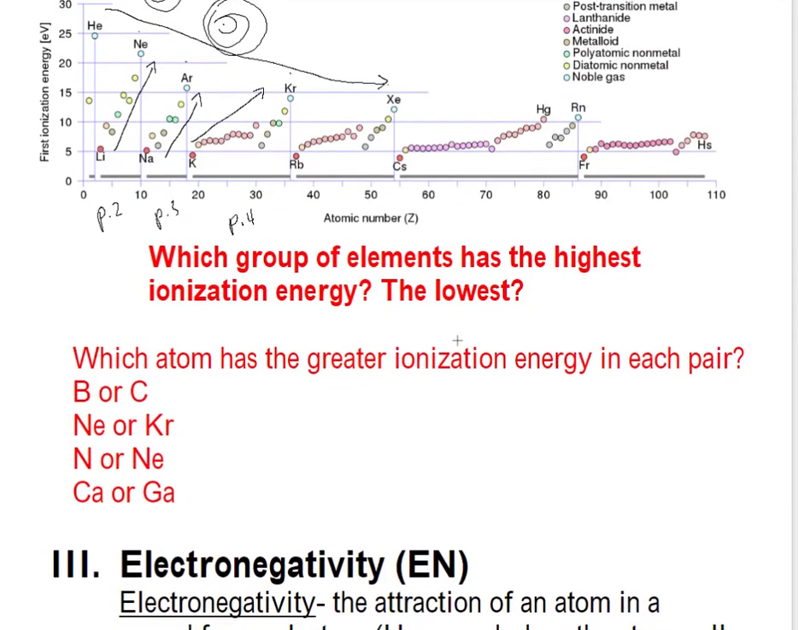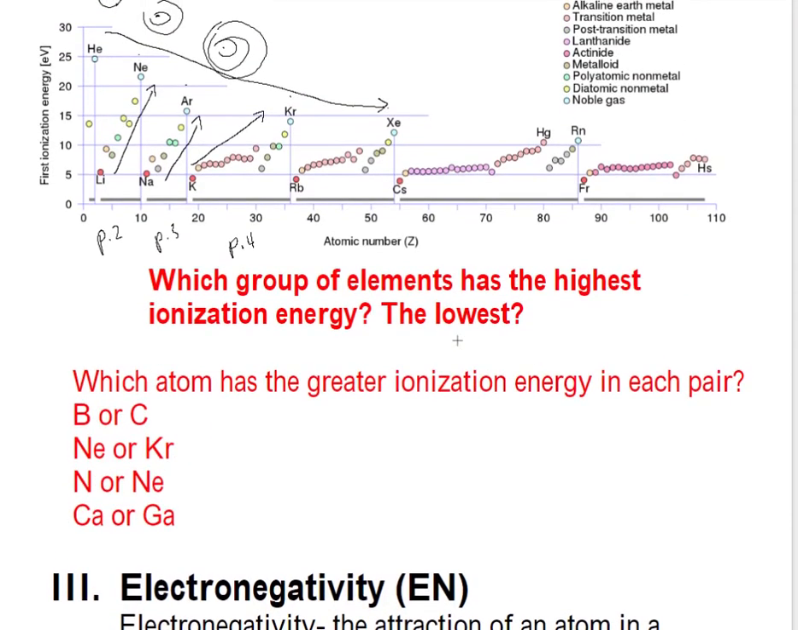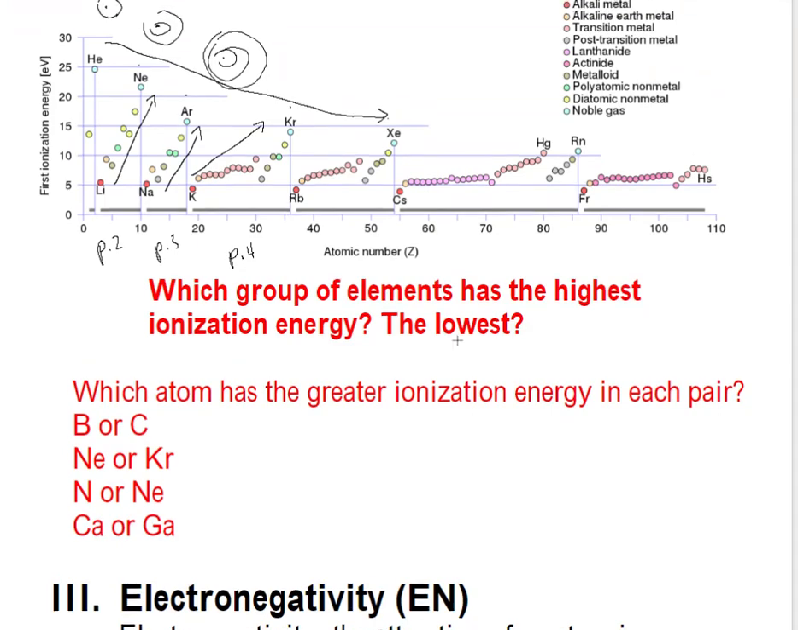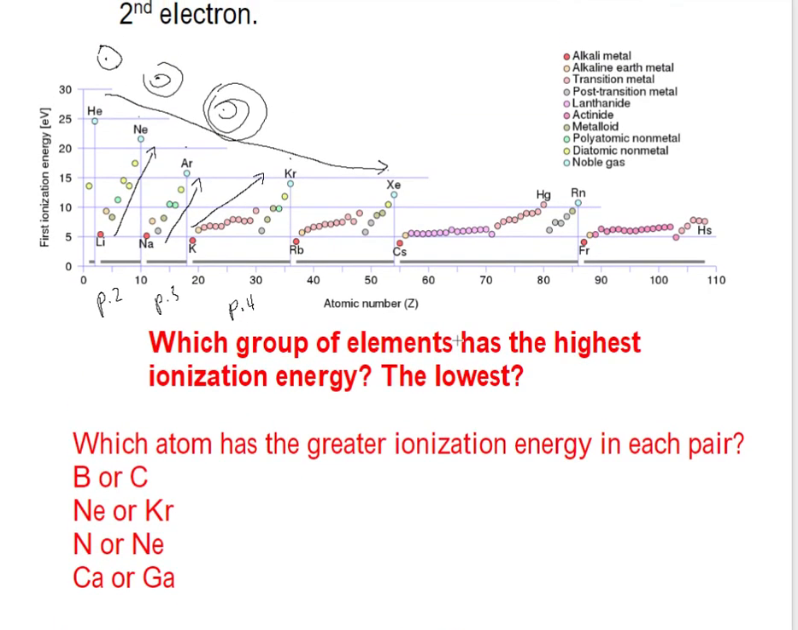Which group of elements has the highest ionization energy, and which group has the lowest? Let's see if you can answer these questions. All right, the highest ionization energy is at the top of each of these periods. So these are the noble gases. I'm just going to put group 18.